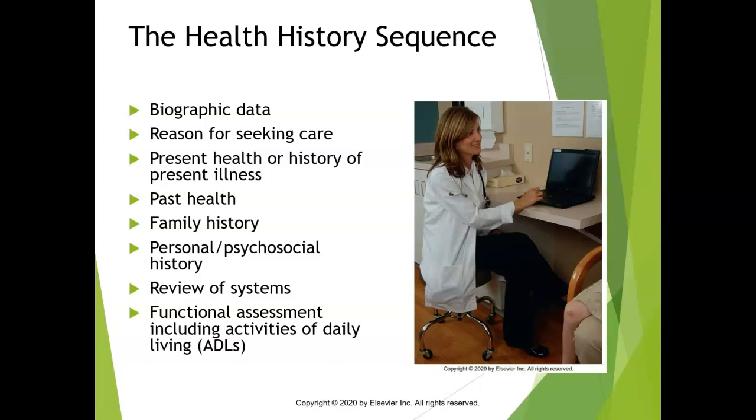Their present health or history of present illness, their past health, and then we get into their past history and then their family history. There are many disorders that have a genetic component. So if I have a family member who had diabetes, that's valuable to the nurse to know.